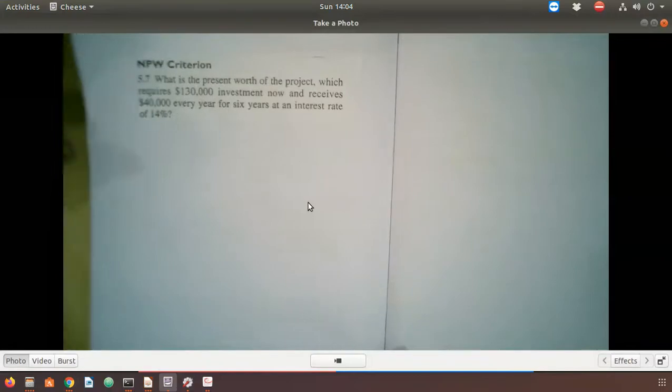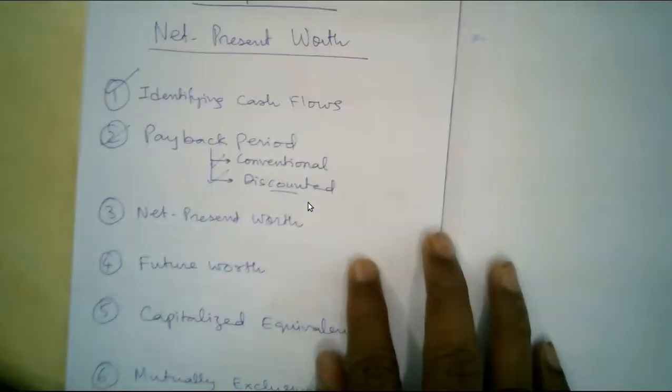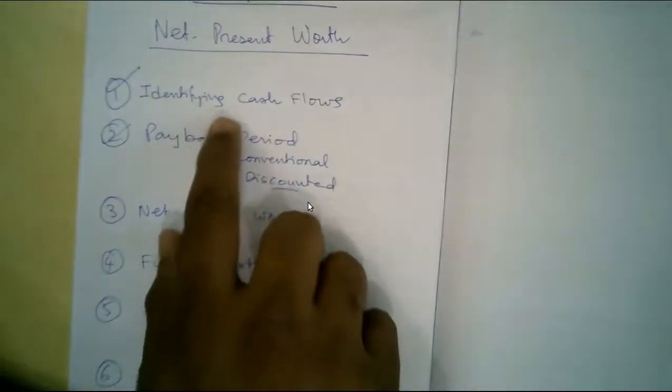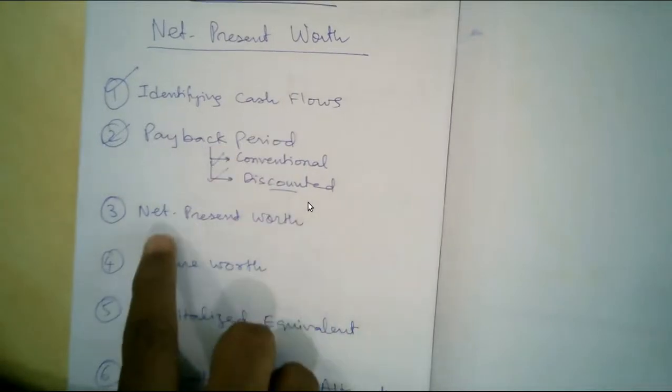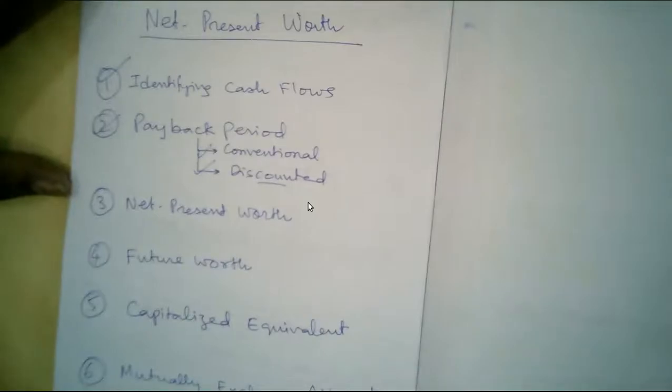Hello everyone. Let's continue our analysis of chapter 5. Let me show what we are doing. So, this is chapter 5 net present worth analysis. In this, there are these six topics. So, we finished a couple of videos on the first two topics. Now, come to the third topic, net present worth analysis. I will solve two problems on that.